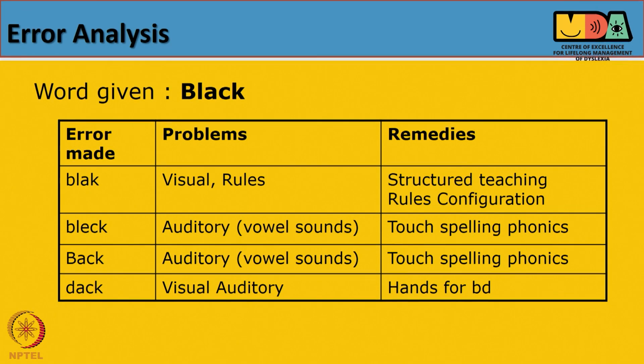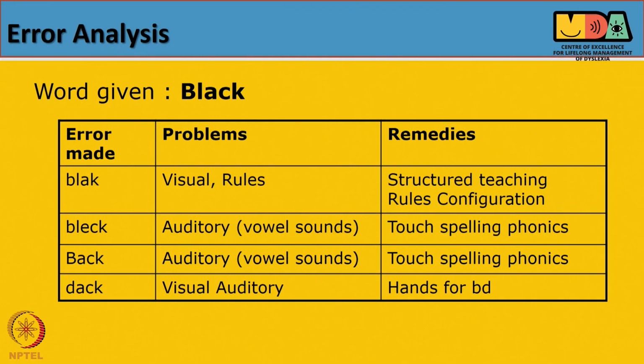Let's start looking at how the word black can be written by the child who does not have spelling skills. The first thing he could do is write black as B-L-A-K. Here, the child has got poor visual skills because he has not seen the fact that there are 5 letters in the word black, and here he has written only 4.